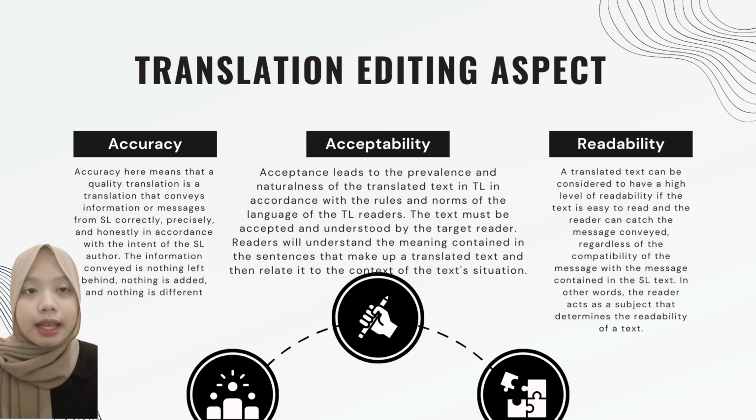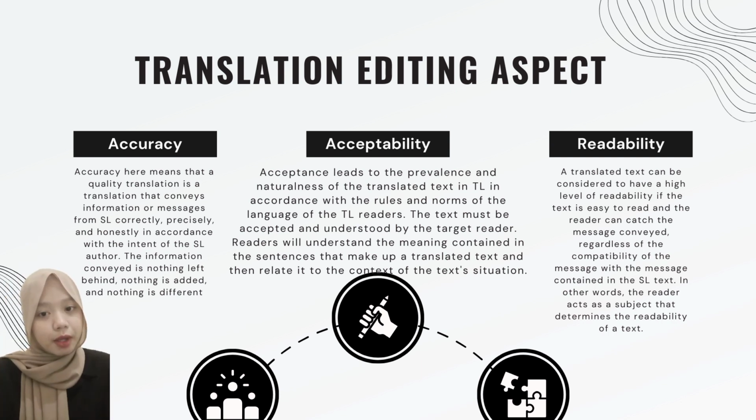Accuracy here means that a quality translation is a translation that conveys information or message from the source language correctly, precisely, honestly, in accordance with the intent of the source language author. The information conveyed is nothing left behind, nothing is added, and nothing is different.